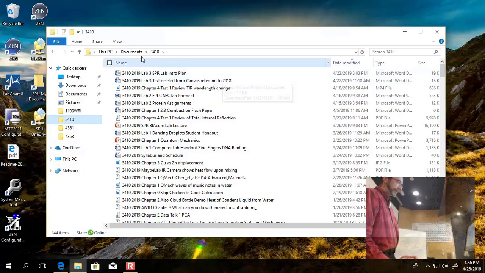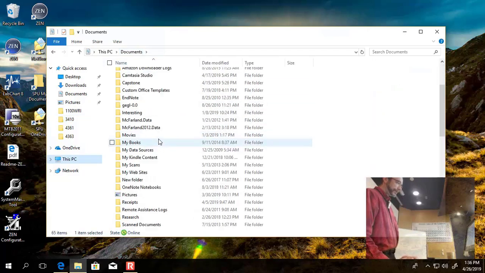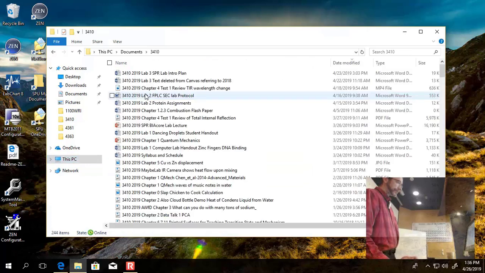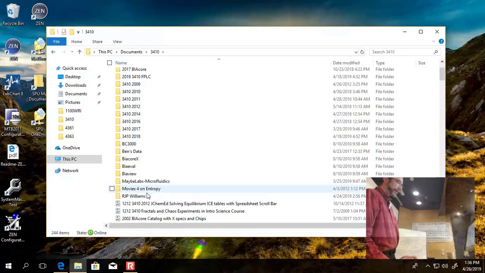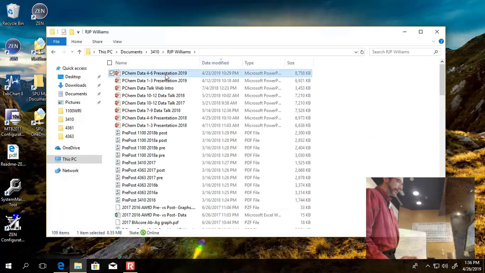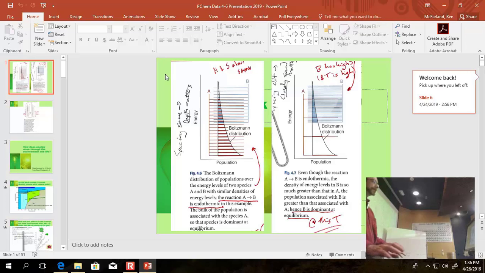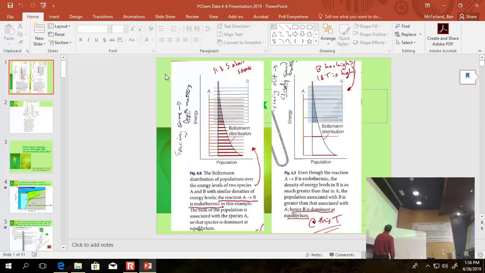Finish talking about, oh, it's in the other folder. There we are. Okay, so we just really scratched the surface on this. I just want to remind you that these Boltzmann diagrams will be on the test in some way.